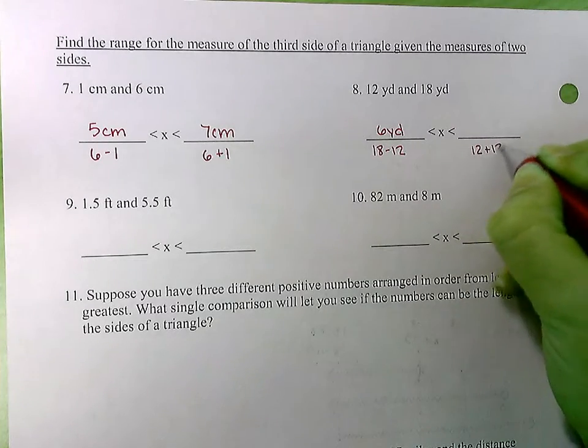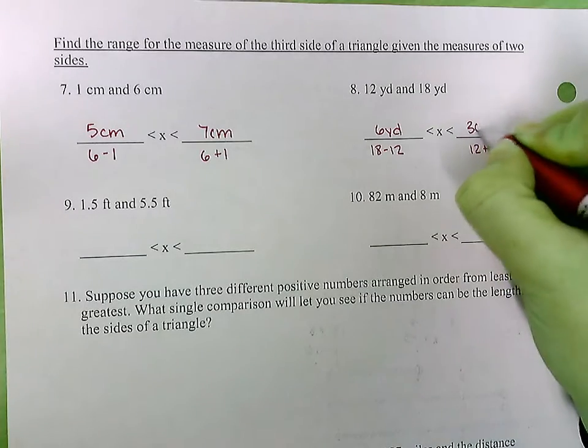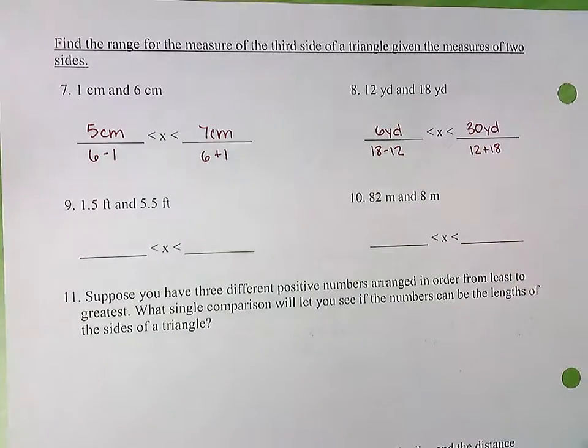Wait, you read from left to right, so when you put 12 minus 18, you get negative? Yes, but your side length can't be negative. So it's the absolute value when you subtract. And my upper bound will be 30 yards.